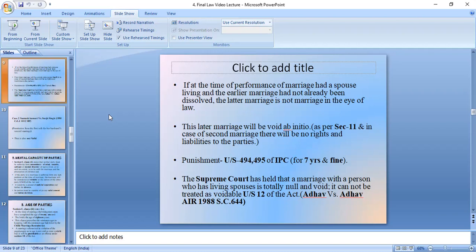There is a punishment provision under sections 494 and 495 of the IPC, under which there is a 7 years imprisonment provision and fine. The Supreme Court has held that a marriage with a person who has a living spouse is totally null and void. It cannot be treated as voidable under section 12 of the same Act. That is held in the case Other versus Other, AIR 1988 SC 644.